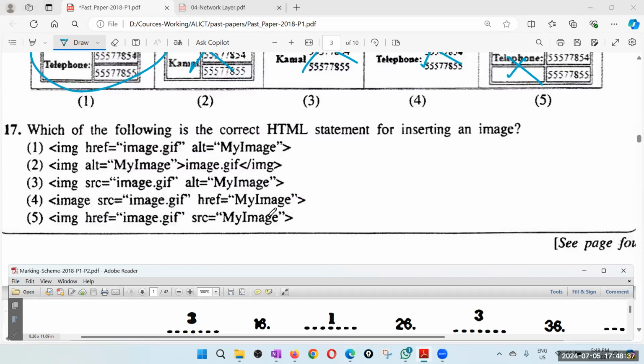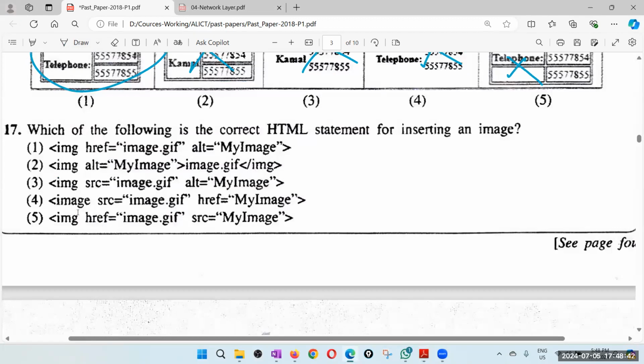Which of the following is the correct HTML statement for inserting an image? So when you insert an image, we use IMG, not image. There's nothing called image tag. So this is straight away wrong. Also we use SRC, not href. So it must be SRC. So you can't have the image here. Right. So it must be SRC. And of course, you can have the alternative text. Right. In case the image is not loaded, that text will be displayed.